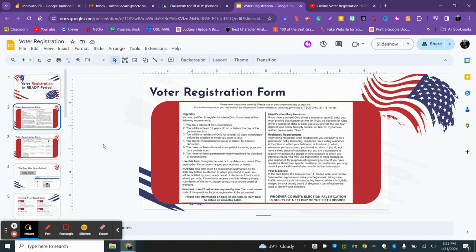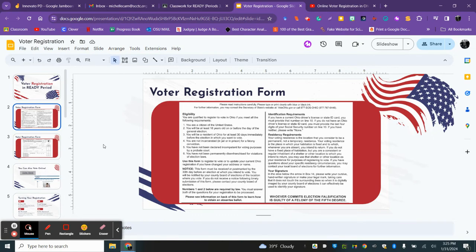Residency requirements. Your voting residence is the location that you consider to be a permanent, not a temporary, residence. Your voting residence is the place in which your habitation is fixed and to which, whenever you are absent, you intend to return. If you do not have a fixed place of habitation, but you are a consistent or regular inhabitant of a shelter or other location to which you intend to return, you may use that shelter or other location as your residence for purposes of registering to vote. If you have questions about your specific residency circumstances, you may contact your local Board of Elections for further information.